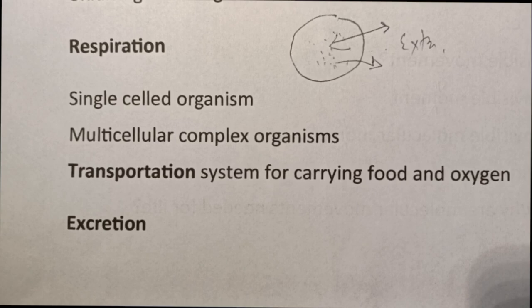Now, the same system carries the waste products of the metabolism that can be harmful to the body from the cellular level to the organs through which these waste products will be pushed out of the body, and this system is called excretion. So the excretory system is another important system in our body. So these are the main systems we are going to look at in this chapter.